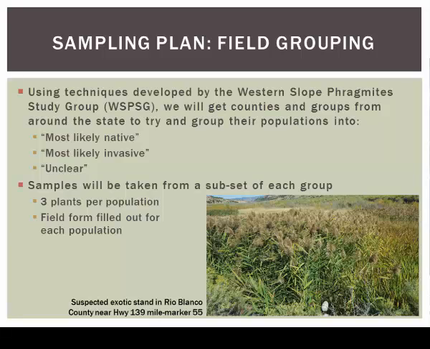But one of the things we want to do is the Western Slope Phragmites Study Group includes the Tamarack Coalition, Mesa County, Marion County, a couple of other organizations out there, and they've already kind of identified how to at least categorize their populations as either most likely native, most likely invasive, or unclear. So what we would do is we would initially have everybody go out and categorize their populations that way, and then we would probably take 3 plants per sample from a subset of those groups, so we can extrapolate whatever those samples come back at to the rest of that group.